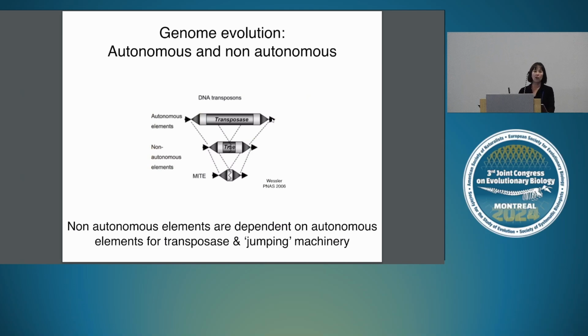And so what I've been modeling is actually systems of autonomous and non-autonomous transposable elements. And so a transposable element to be totally autonomous needs certain enzymes, it needs transposase, it needs certain recognition sequences for it to be able to sort of make its own transposition machinery. Non-autonomous transposons have actually been mutated so that they can't jump on their own. They're actually dependent on their autonomous counterparts for transposase and for other jumping machinery.